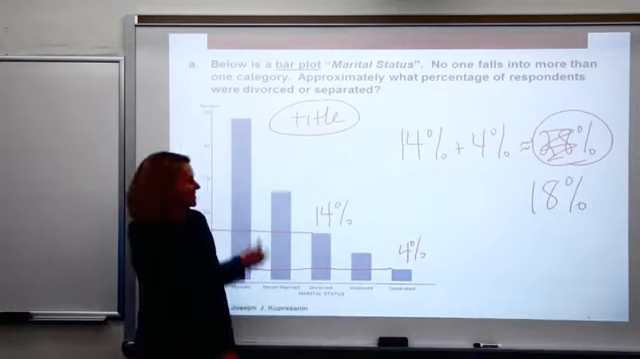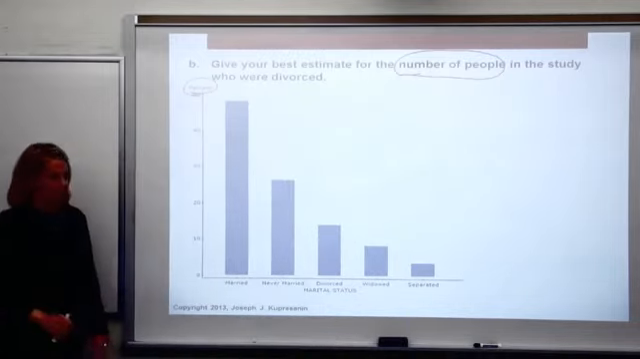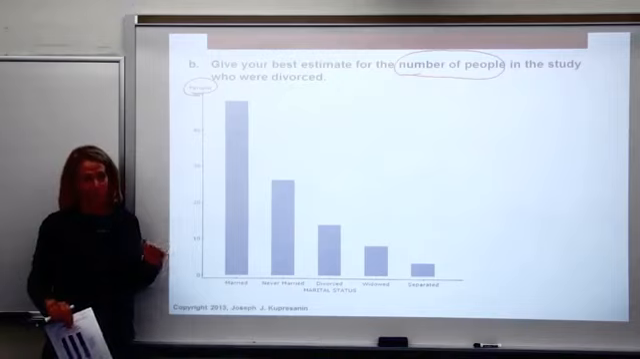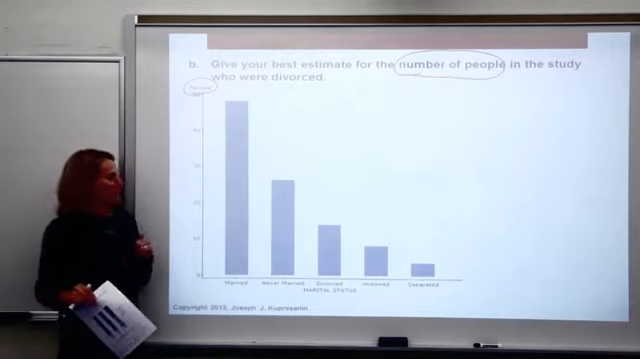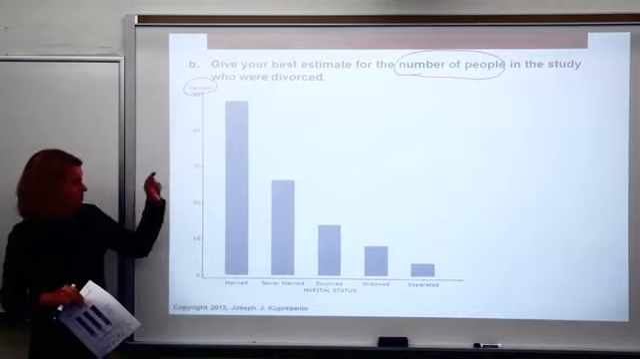All right, let's go to the next one. See if I can do the easy math a little bit better. This one's a little bit harder too. Give us your best estimate for the number of people in this study who were divorced. All right, notice the difference in this one. Number of people. Over here, we've got the percentages of people. So last time I could just look up those percentages and sum them together. In this case, we actually want to know the number of people.